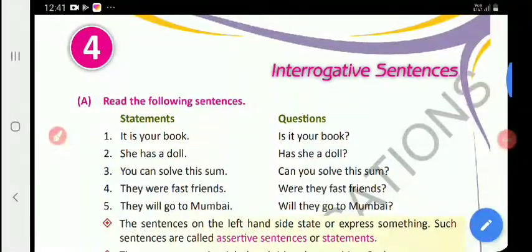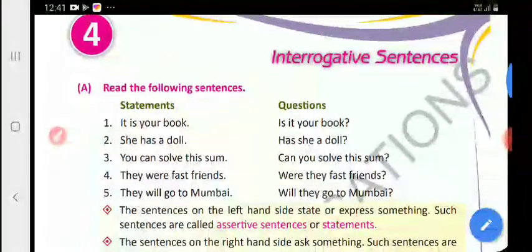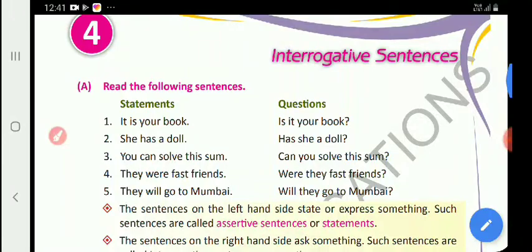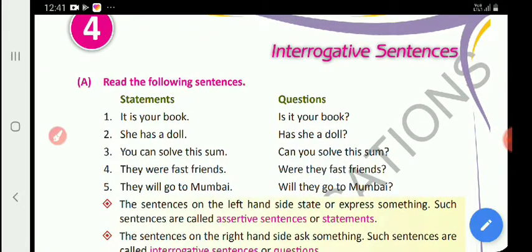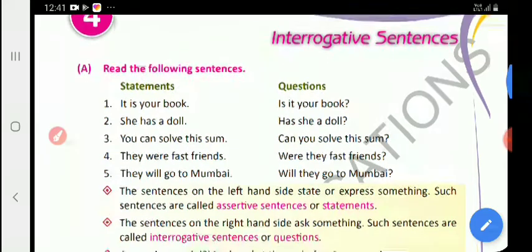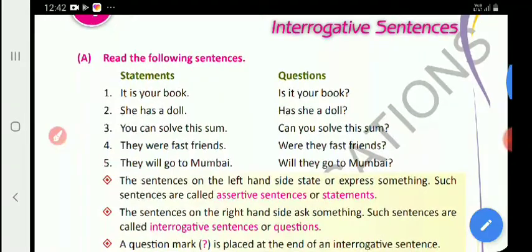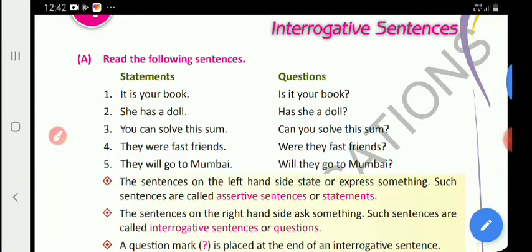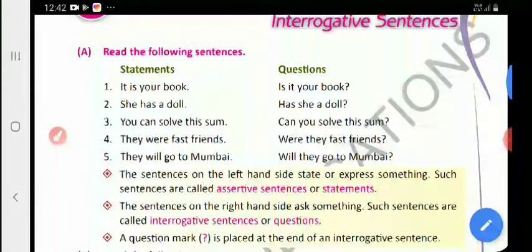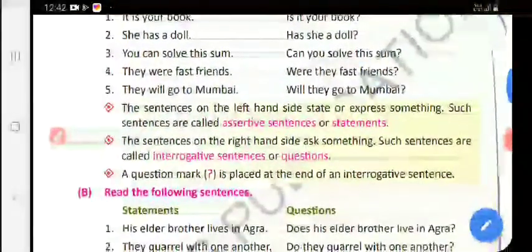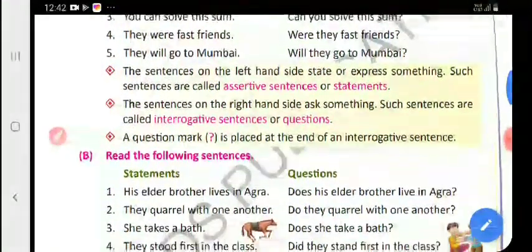Today I am going to explain the second part of the fourth lesson, interrogative sentences. Yesterday I already explained how to change an assertive sentence into an interrogative sentence. Sentences which ask a question, which ask something, are called a question or an interrogative sentence. Now, how to change? I already explained. A question mark is placed at the end of an interrogative sentence.